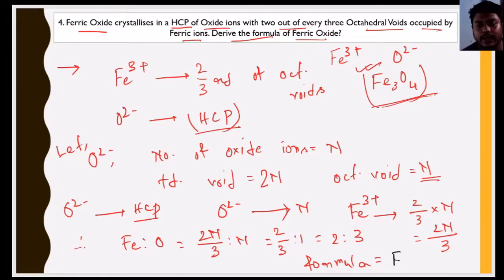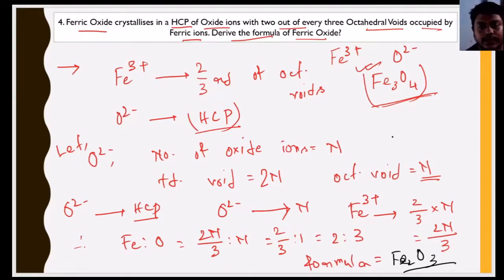The formula will be Fe2O3. Earlier I said Fe3O4, sorry, that is not correct, that should be Fe2O3. Fe3O4 has a mixed oxide structure, where iron belongs to both 2+ and 3+. Iron has FeO, Fe2O3 and Fe3O4. FeO is ferrous, Fe2O3 is ferric, and for the mixed oxide you have Fe3O4. So we have the formula Fe2O3.